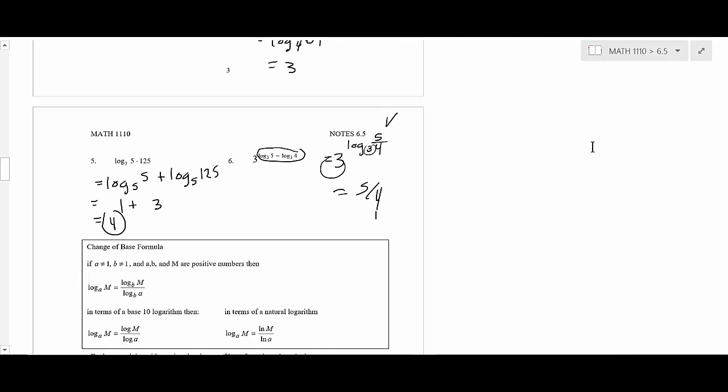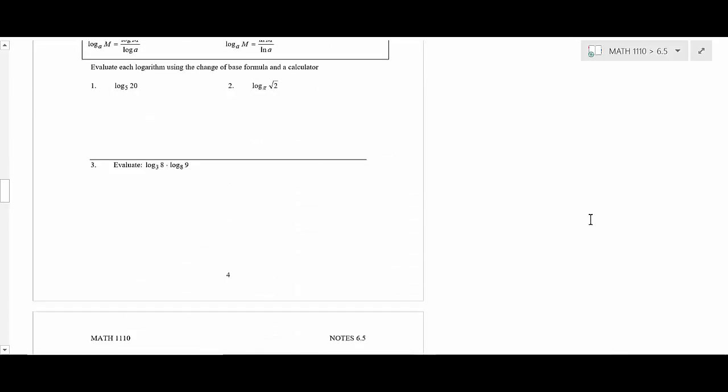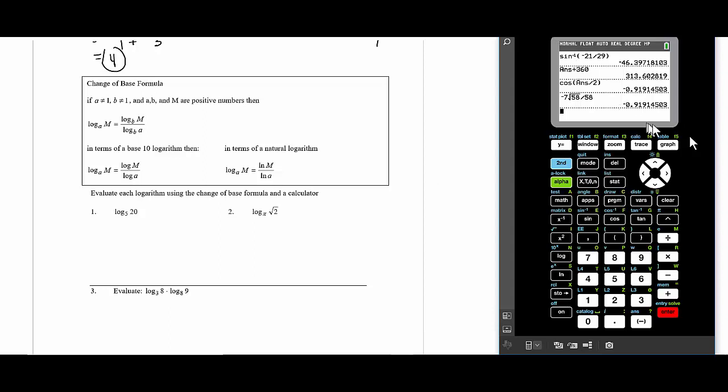So those things aren't too hard to do once you kind of get your properties down, and a lot of them you can figure out without the properties. Let's go ahead and finish up this page, and then we can start with our review. So I want to show you what we call the change of base formula, and one thing you want to do is get your calculator. First of all, if you got your calculator with you, just get that out, and we'll run through these together.